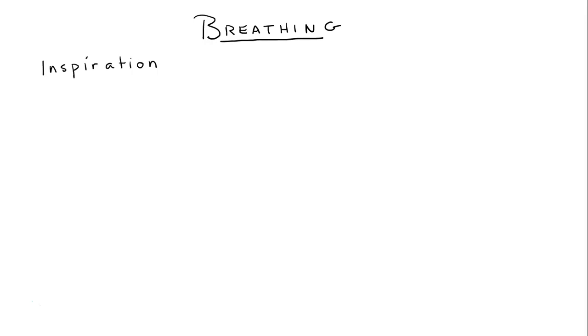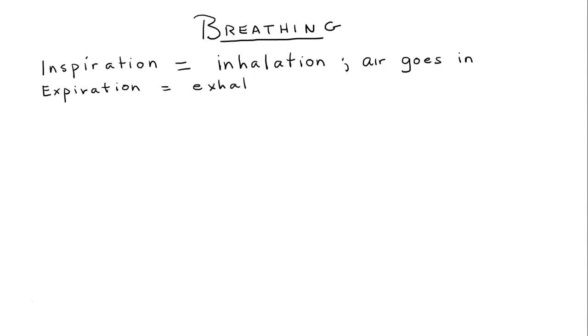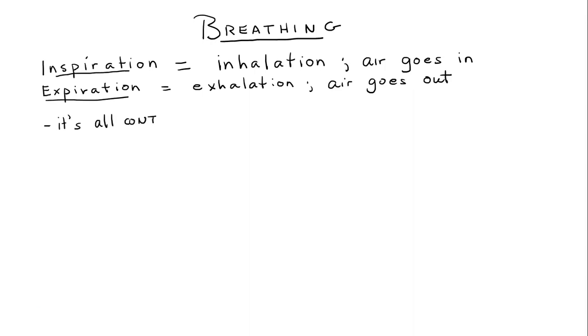Just a little terminology. Breathing in is called inspiration, what we call inhalation. Air goes in. And expiration is the opposite: exhalation, air moves out. And basically, it's mainly controlled by the diaphragm muscle. Also, a lot of the muscles that are surrounding the ribs are involved in breathing.